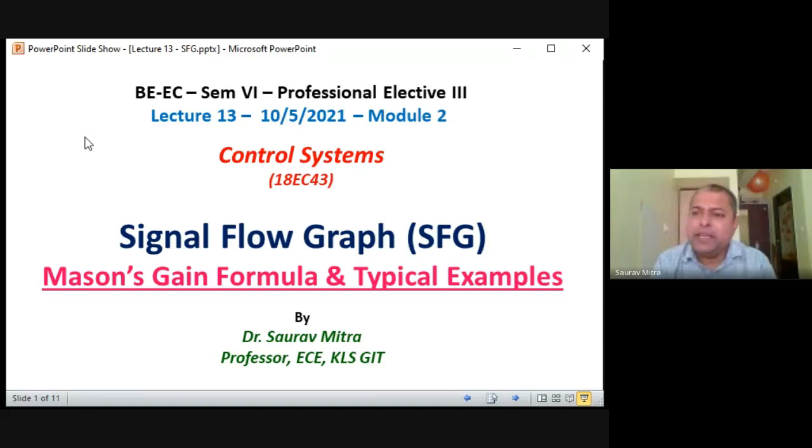There is mainly one type of numerical, but I divide it into two parts. One part we are going to see today. The other part is if there is a non-touching loop which is not touching some forward path, then what to do. So only one constraint will remain after today's lecture. Mainly two types of numericals are asked: one type we will complete today, and another on Wednesday.